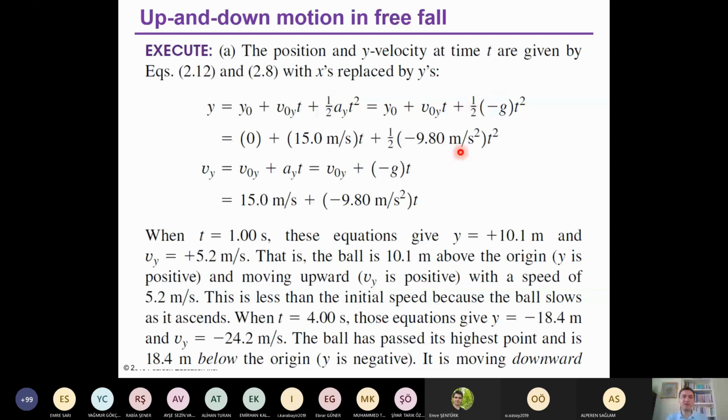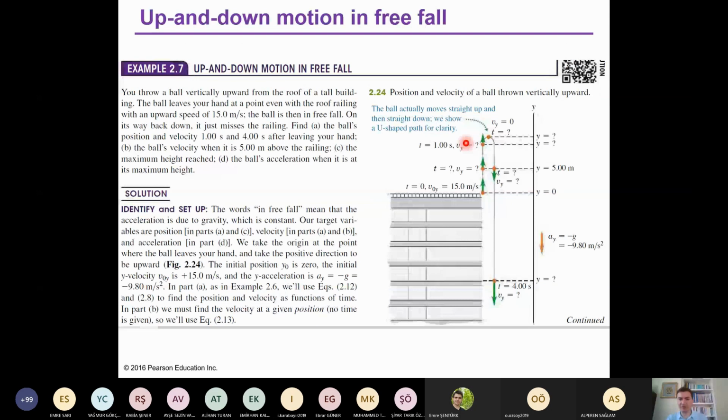So now the sign of the position and also the sign of the velocity are very important. For example, here, when the time is 1 second, the position is plus 10.1 meter. It means that you are talking about here, okay? So along the positive y direction. And if you have a positive velocity value, a positive sign here, it means that the particle is moving along the positive y direction.